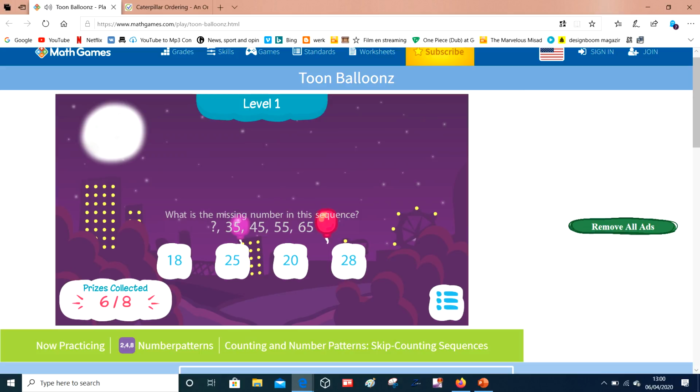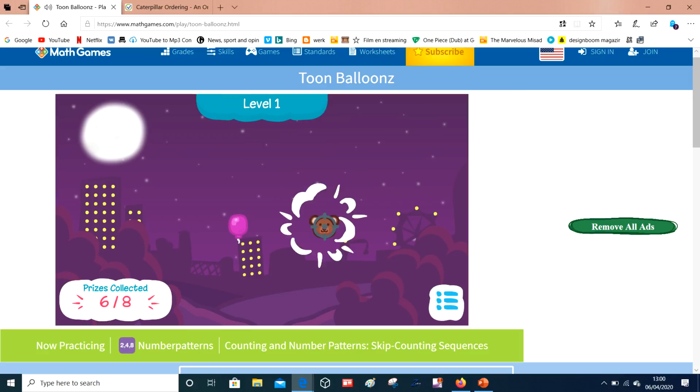Right, again, we've got to find the first number. So let's look to the second and third. We've got 35, 45, 55. You guessed it again, it's in tens, increasing patterns. So what is 10 less than 35? It would be 25. Well done.